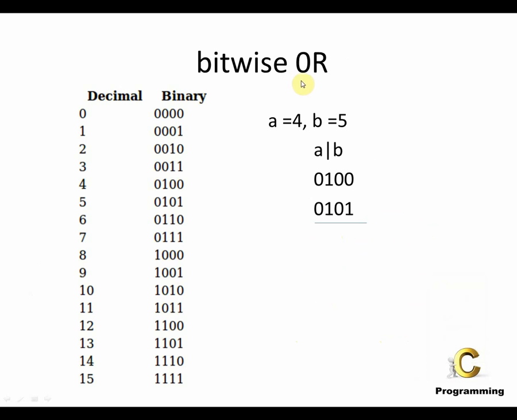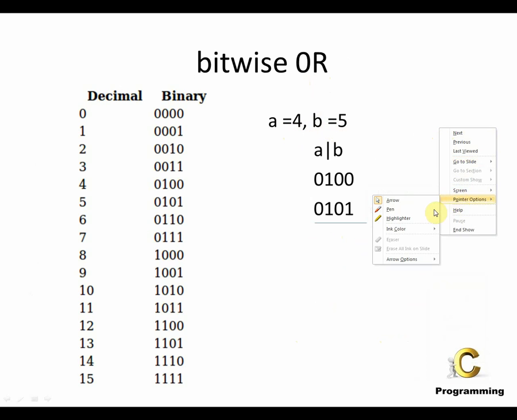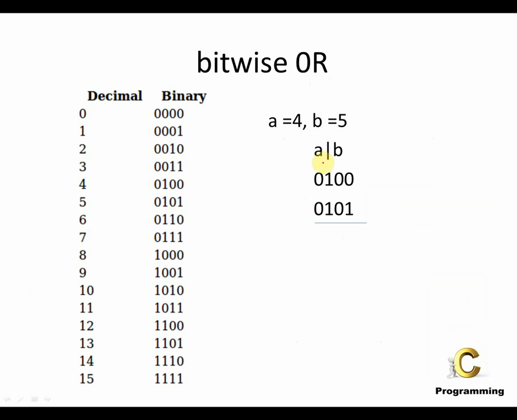So first one is bitwise OR. Let's take an example. A is having a value of 4 and B is having a value of 5. Suppose we have to perform A bitwise OR B, then this is how we would write it. This is the way we would write a bitwise OR operator. How would we perform this? First of all, since A is the decimal value 4, and B is the decimal value 5, the first step is to convert the decimal values into binary values.